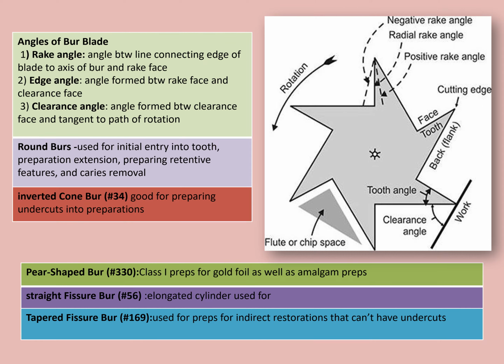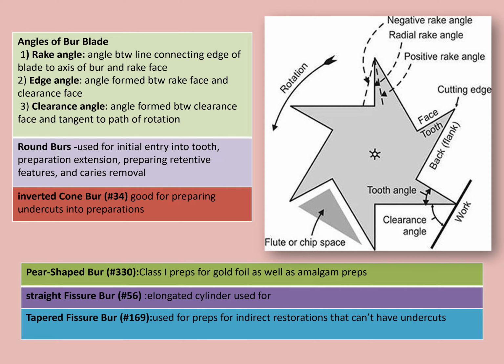And you can see the angles of the bur blade here, like the rake angle, edge angle, clearance angle. Rake angle is an important property. Negative rake angle is used more for harder cutting, like cutting of amalgam, tooth. Positive rake angle is for softer cutting. While clearance angle is between the clearance face and tangent to the path of rotation.